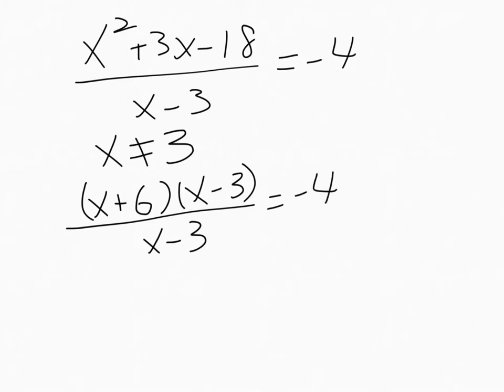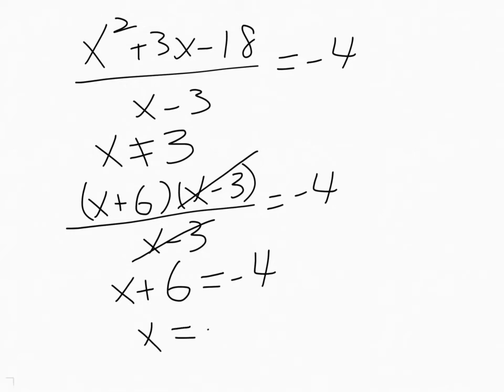With this form, it's very obvious. X minus 3 and x minus 3 are the exact same factors, so I can go ahead and reduce them 1 over 1. I'm left with x plus 6 on the right hand side. So x plus 6 equals negative 4. My x would be, subtracting 6 from both sides, x equals negative 10. So our solution for this one is x equals -10.